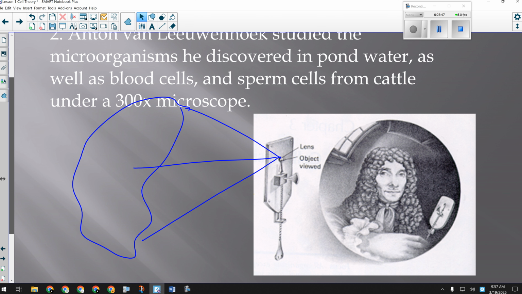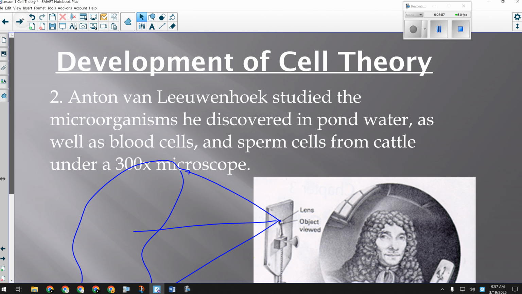Okay, so Hooke, first person to see cells. Leeuwenhoek, first person to see living cells. Okay, the last two people worked together. Okay, the last two people are Schleiden and Schwann. Okay, two Swedish scientists who developed the cell theory. Okay, they are the two people who actually put it on paper.